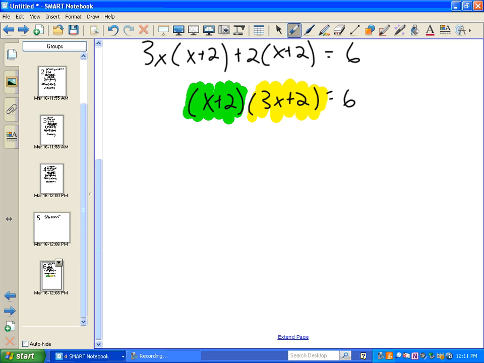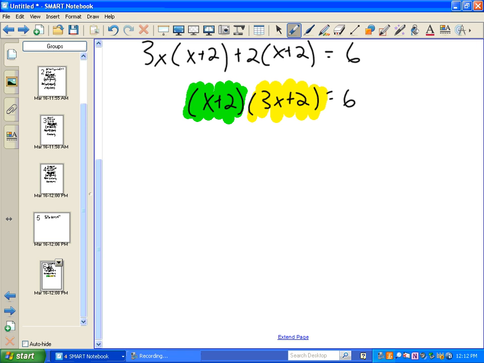What do you know about the green and the yellow as it pertains to the 6? Matt? Correct. So what does that mean about the green and the yellow if they multiply to equal 6? All right, so give me what they could be then. What could the green and yellow be? They could be 2 and 3, right? The green could be 2 and the yellow could be 3, and they'd be 6, right? Could the green be 3 and the yellow be 2? They'd multiply to give me 6 also, right?